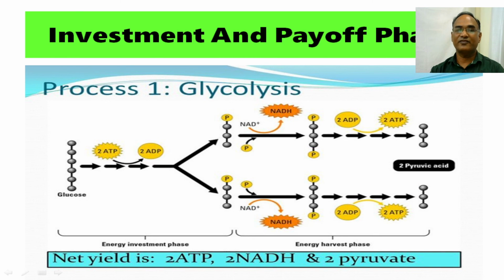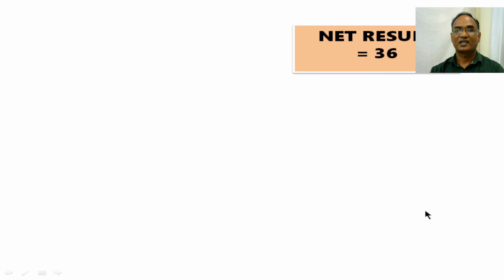So the investment payoff phase is nothing, it's a very simple process. Glucose with 6 carbon, we have to include one ATP. The ATP releases one phosphate, and that phosphate is joined with glucose. So glucose can finally be converted into two pyruvate. One pyruvate with 3 carbon, another pyruvate with 3 carbon. In this process, two NADH, two ATP, and two water molecules are released for further process. So this entire process's net result is 36 energy molecules.